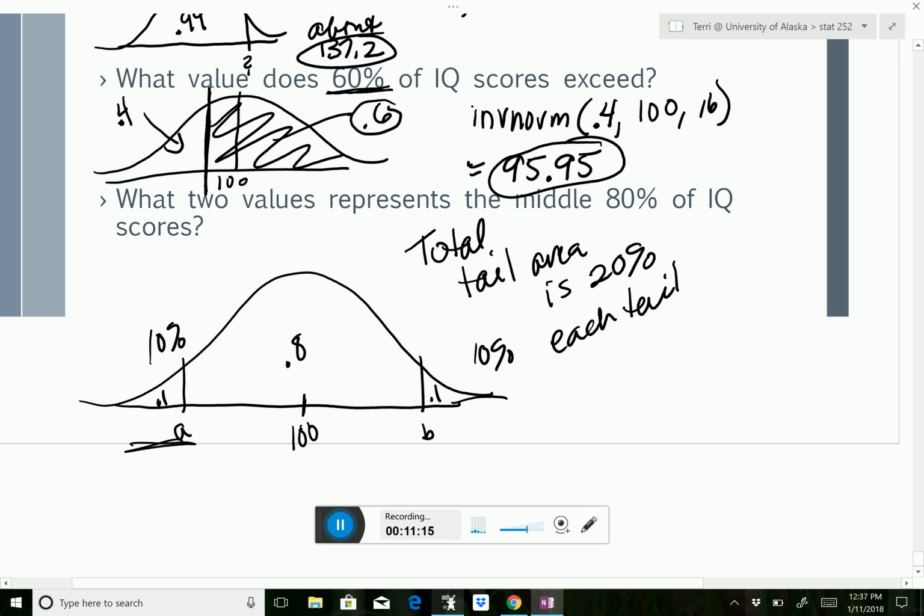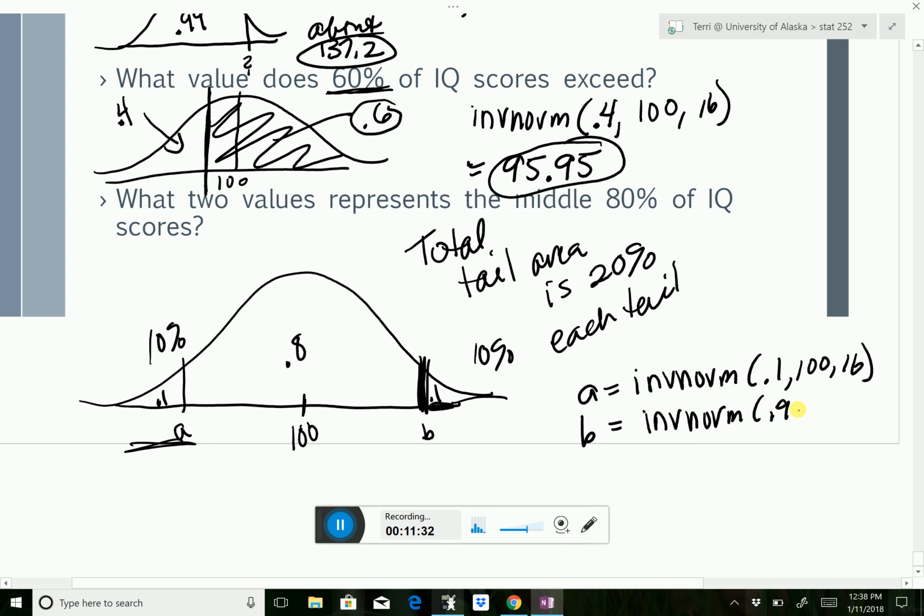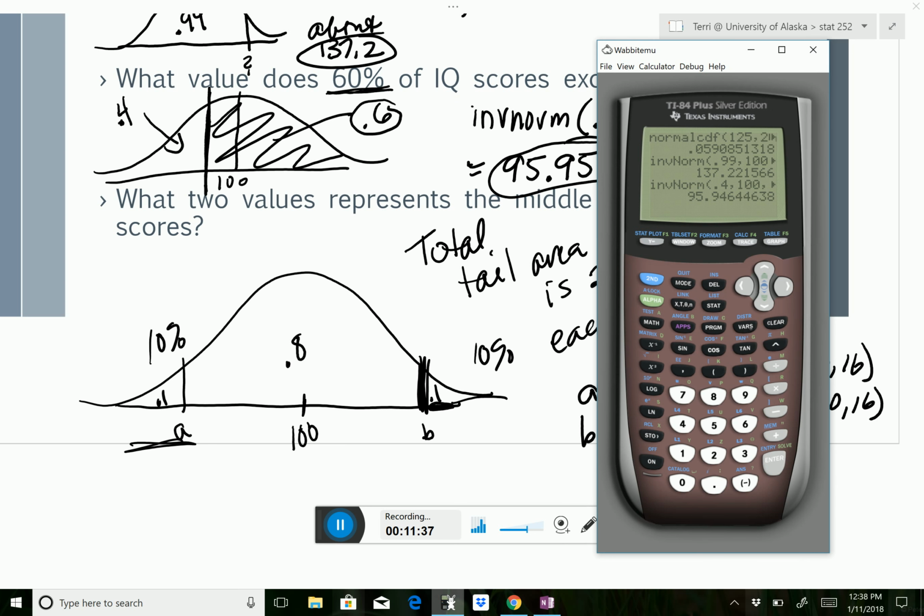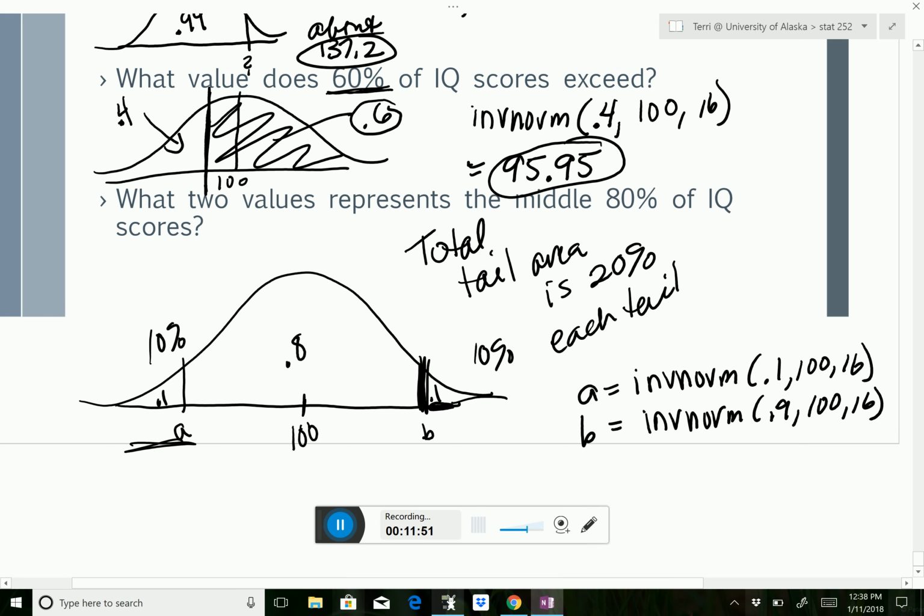So it means to find A, I'm going to use the inverse norm of 0.1, 100, 16. To find B, I need 1 minus 0.1. So I need 0.9, 100, 16. So let's find those. So we have inverse norm, 0.1, let's start with that one. And that is 79.5, we'll call that. So A is 79.5.